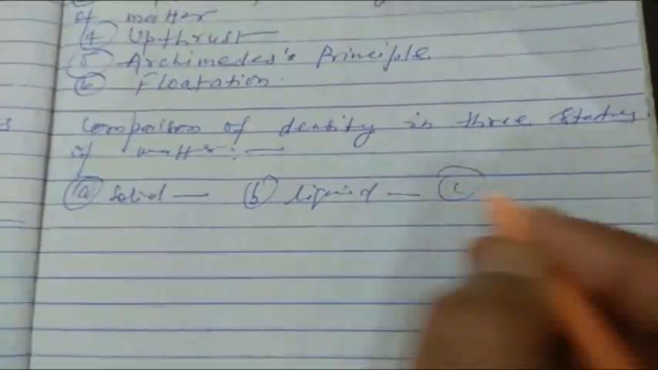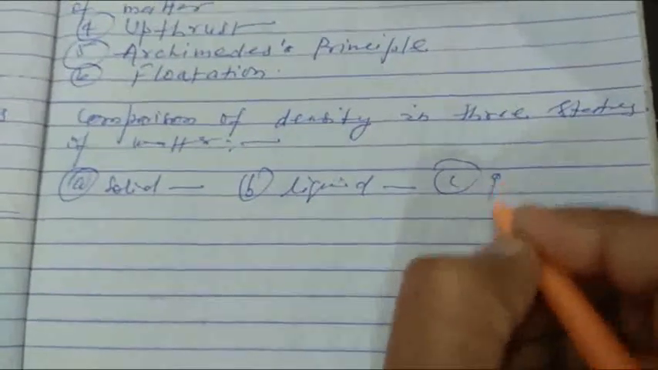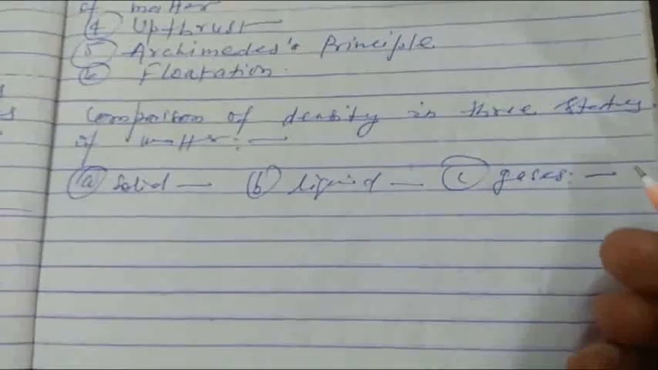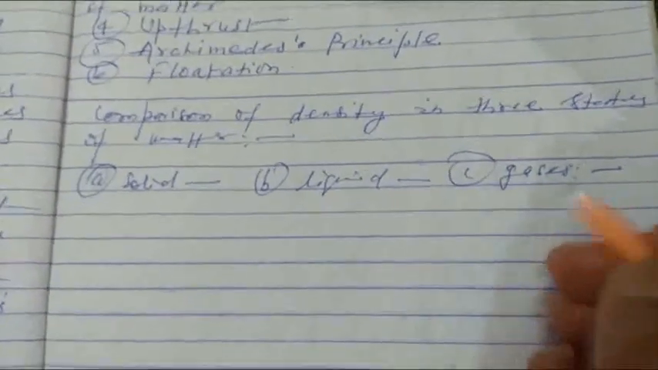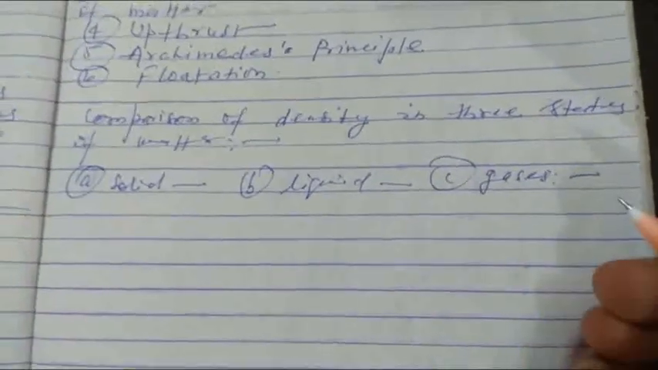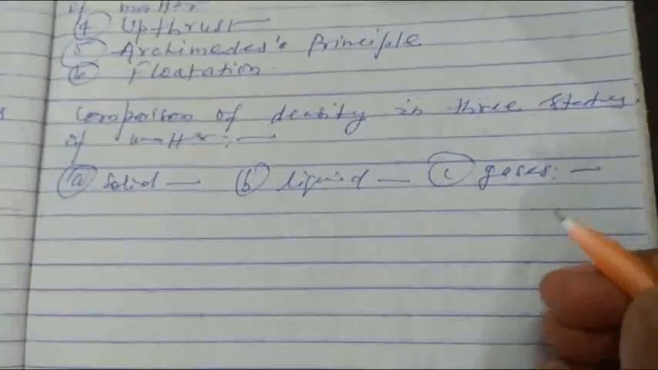Number 3 is gases. Particles are very far away from each other in gases. For the same volume, they have the least mass, so they are much lighter than liquids and solids. Next point is upthrust.